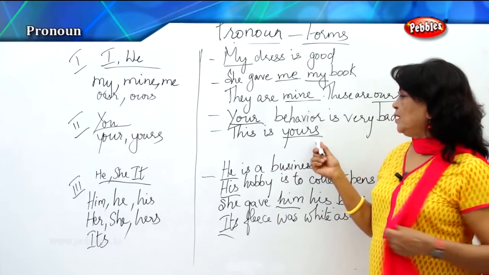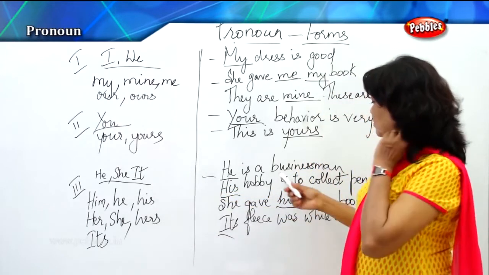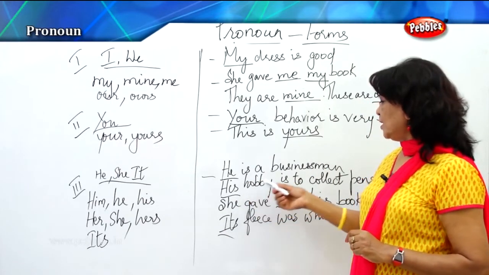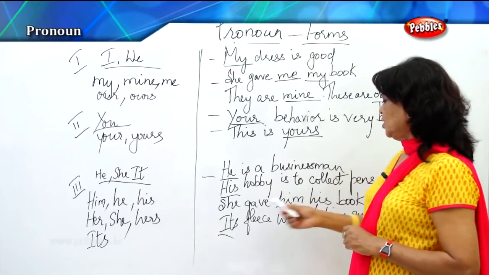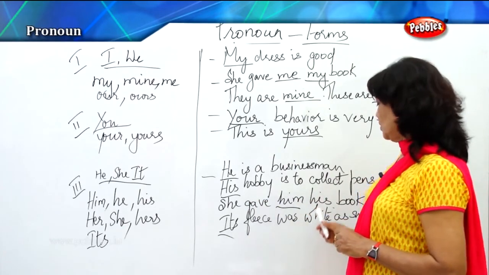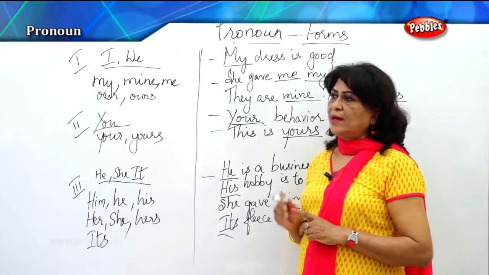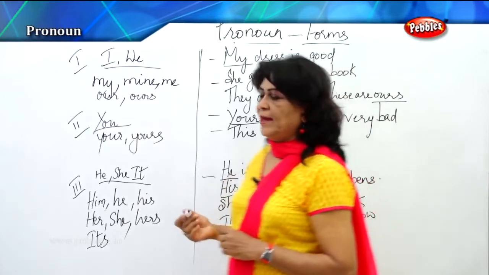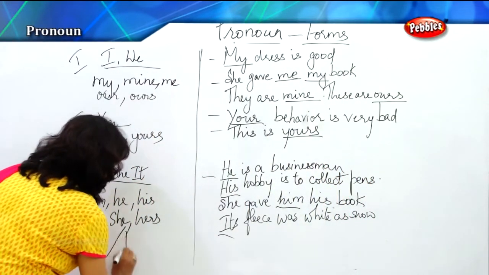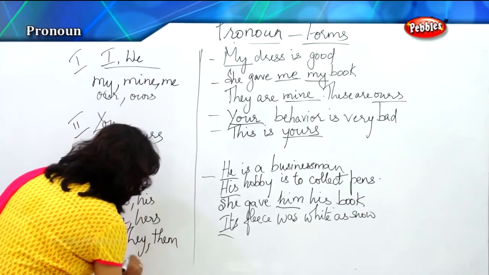"உன்னுடையது," when we say yours. In the same way here: he, him, his we saw. He is a businessman, his hobby is to collect pens, she gave him his book, its fleece was white as snow, and we can also say they, them, theirs. Plural: they, them, theirs.